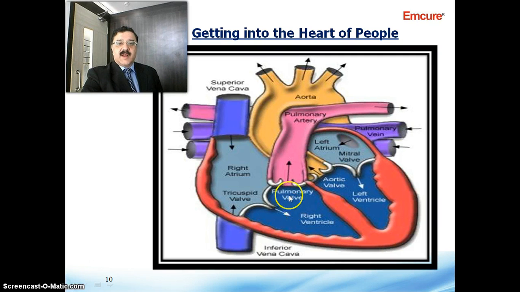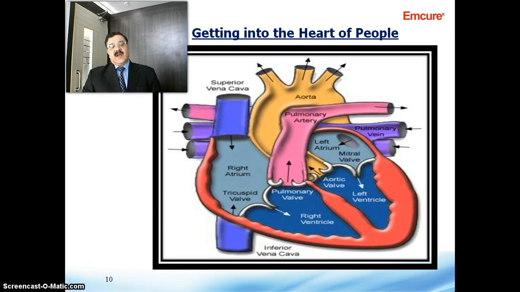Now we have a pulmonary valve which is guarding the opening of the pulmonary artery, which starts from your right ventricle. It carries deoxygenated blood to the lungs, where this blood gets oxygenated or purified.